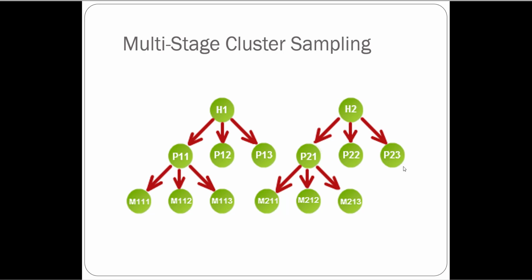From these high schools, then, we might be able to get a list of the students in those high schools and start to randomly sample from those students, indicated by these M111s, 112s, 113s, 211s, 212s, 213s, etc. And so that's how we can use cluster sampling to get at individual cases when we don't necessarily have a list of those individual cases, by doing this multistage cluster sampling.